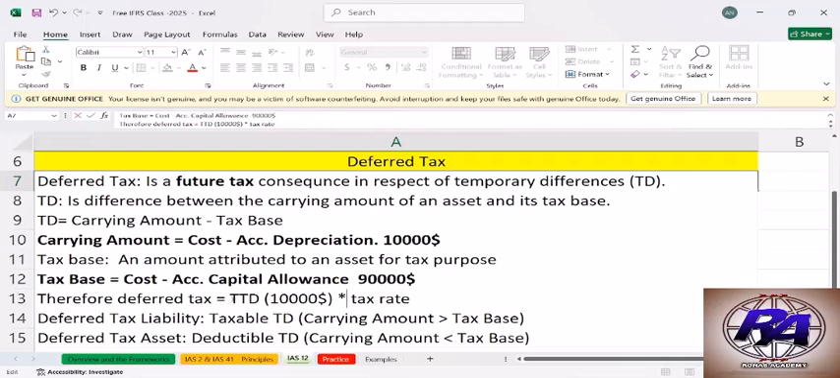Now if you apply our tax rate of 25% on this $10,000, whatever result you get becomes deferred tax liability. Why? Because the carried amount of the asset is higher than the tax base. If you want to understand this, it means that we are enjoying much now, and we will pay less later on. If it is a deferred tax asset, it means we are paying less now, but we will pay high in the future, since it's a future tax consequence.